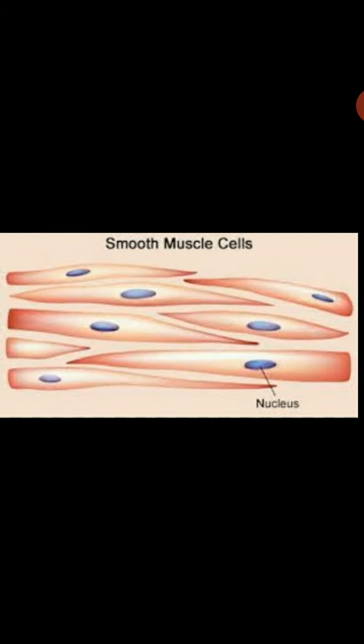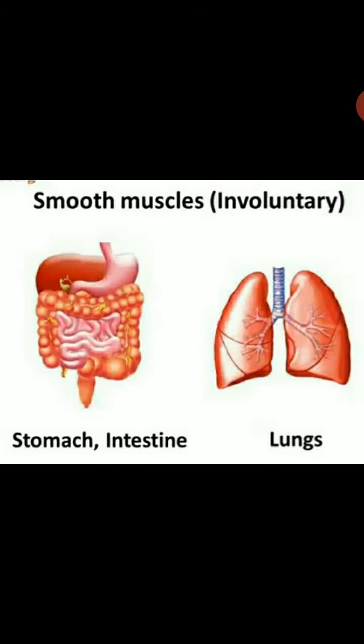Next is smooth muscle cells. These muscles do not bear any bands or strips, so these are called unstriated muscles. They occur as bundles, spindle shaped and pointed at both ends. These muscles do not work according to our will, so they are called involuntary muscles.